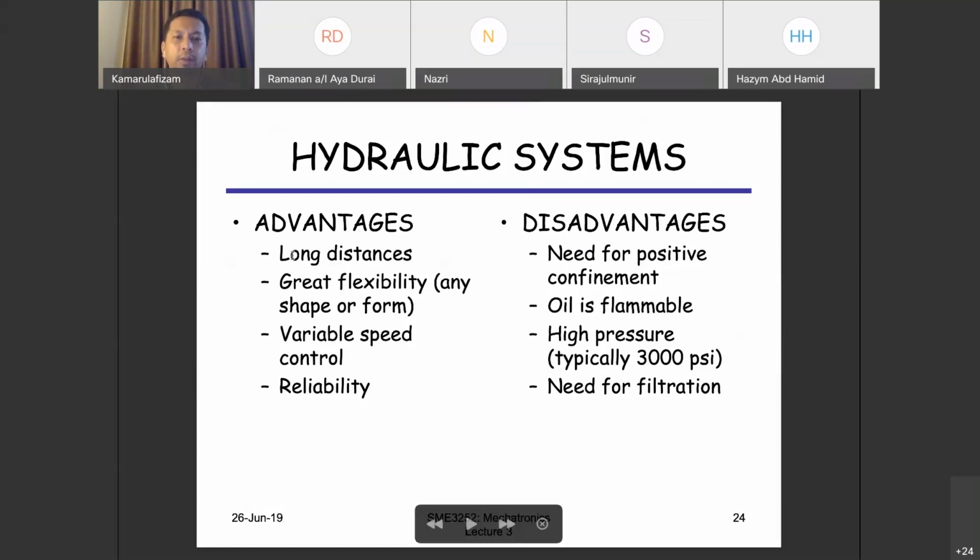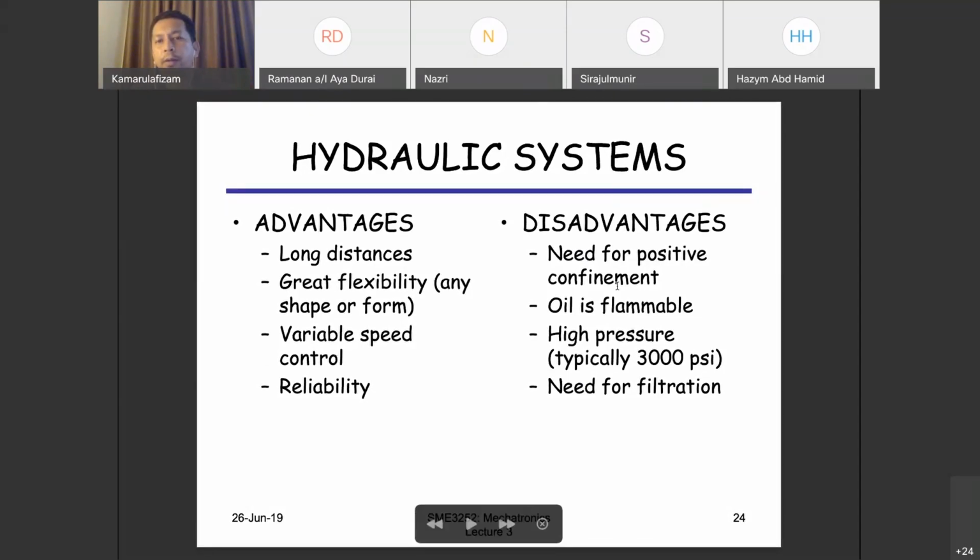Kalau you nak hantar jauh, dia boleh pergi. Flexibility because it's fluid, it takes shape of the bekas. Speed control pun you boleh play around sebab dia very accurate. Sebab udara, compressibility dia tak berapa accurate. Macam minyak, compression rate and ratio dia is more or less predictable. And of course dia lebih reliable lah. Minyak nak leak lebih susah daripada angin nak leak.